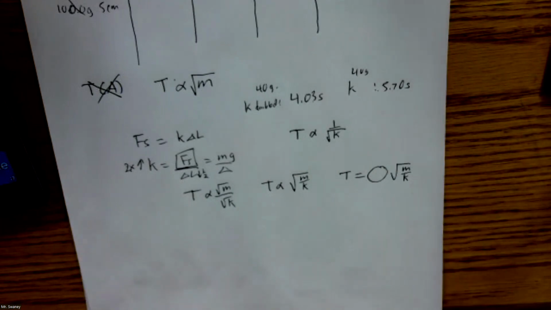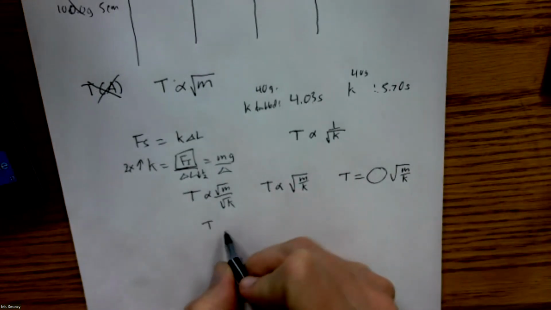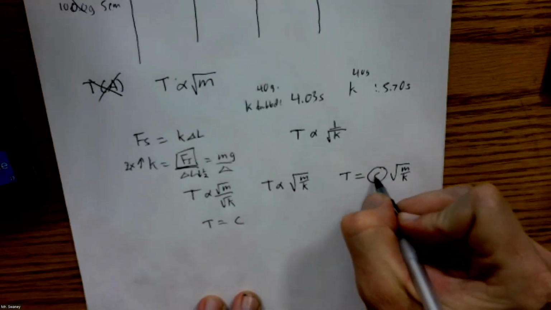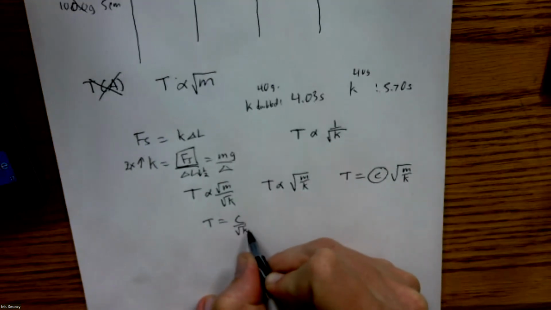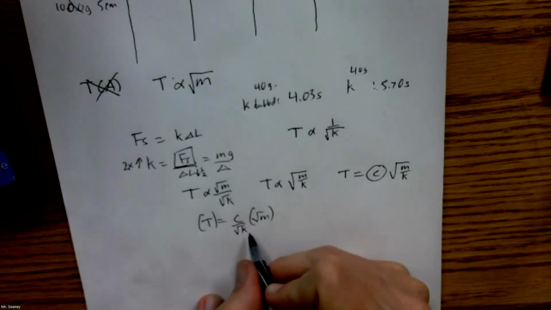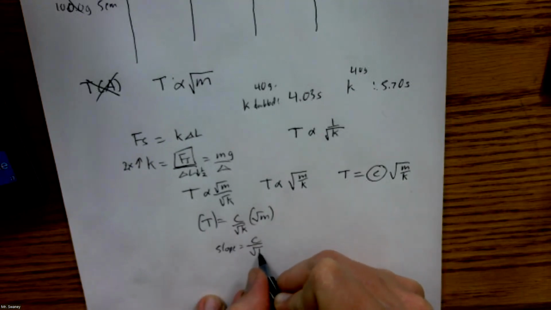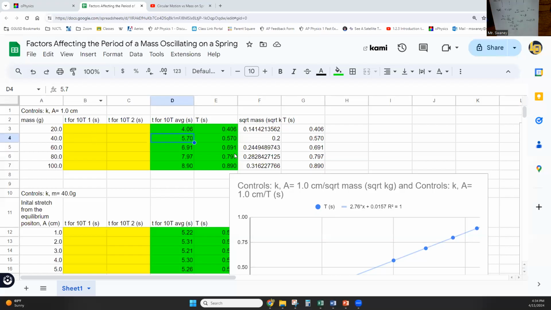We can't change M and K at once, but if you remember, I did create a graph of T as a function. So let's throw some constant in here, a constant of proportionality. T is equal to C over root K. I kept K constant, I'm sorry, the students did when they did their lab. So if you graph T versus root M, the slope should equal the constant of proportionality over root K. The slope is not too hard to find.